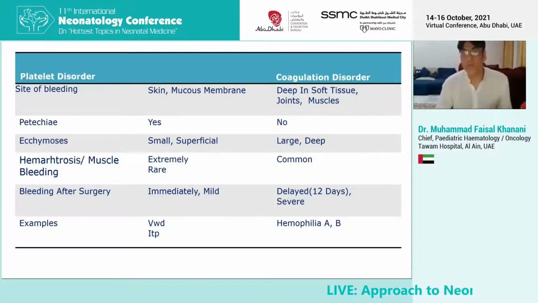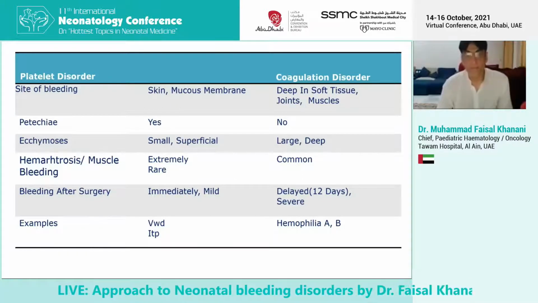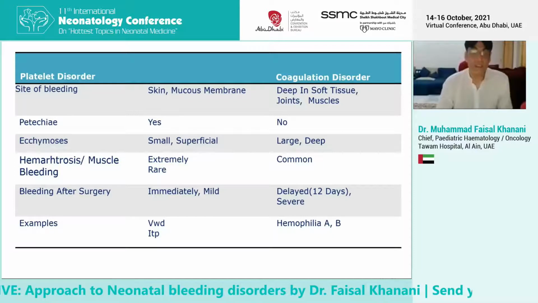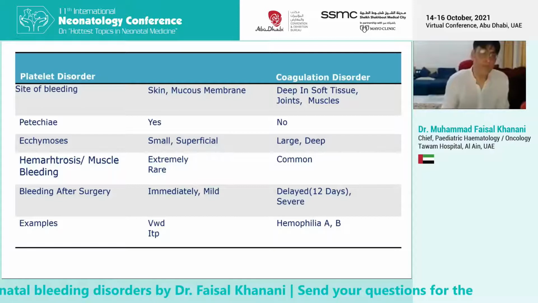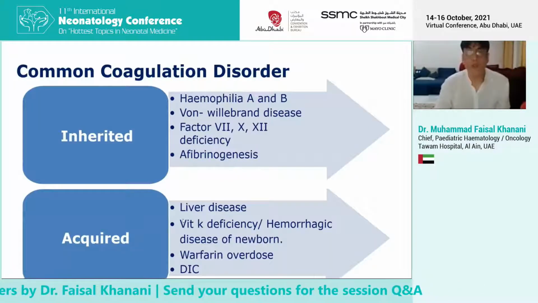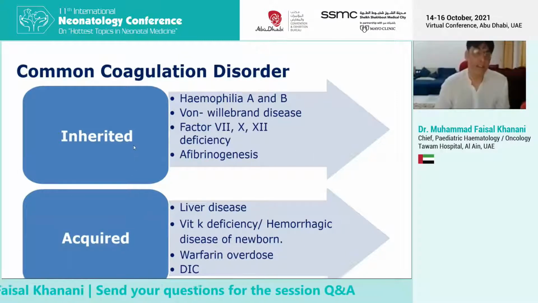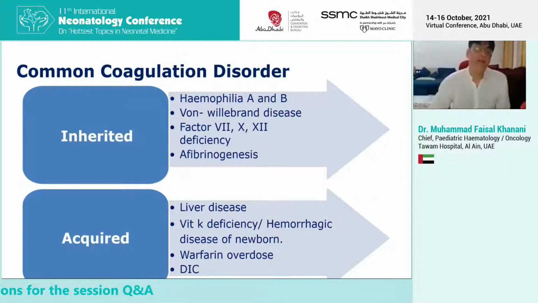Normally petechial and mucosal bleeding is common in patients with quantitative or qualitative platelet dysfunction, and ecchymosis is seen in coagulation disorders. Bleeding after surgery may be delayed. Examples are mucous membrane bleeding in ITP, or in hemophilia A and B, where you have deep bleeding. The common coagulation disorders are either inherited or acquired. Among the inherited, the commonest are hemophilia A and B, von Willebrand disease, factor 7, 10, 12 deficiency, and afibrinogenemia.